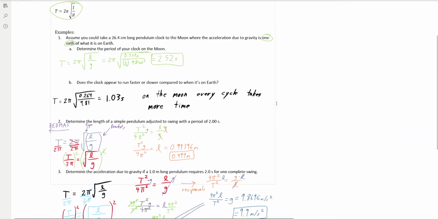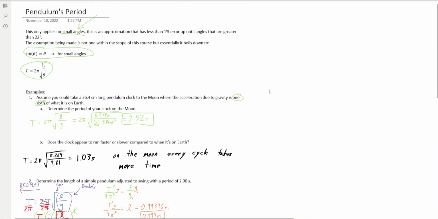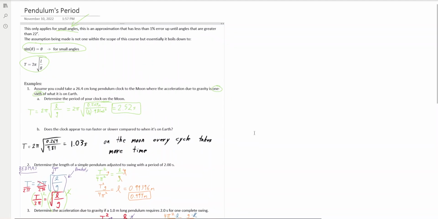Alright, I hope that this video helps you better understand pendulums and their period, and especially rearranging algebra in these sorts of examples. I hope this video helped, and good luck!